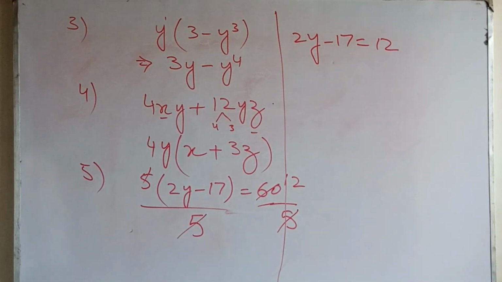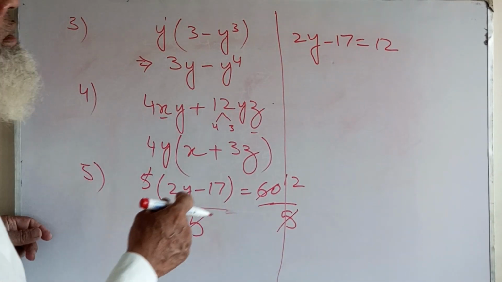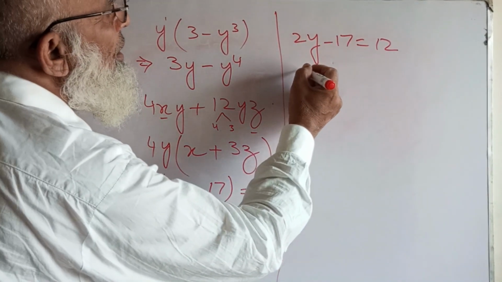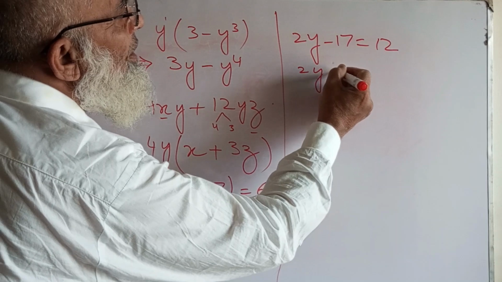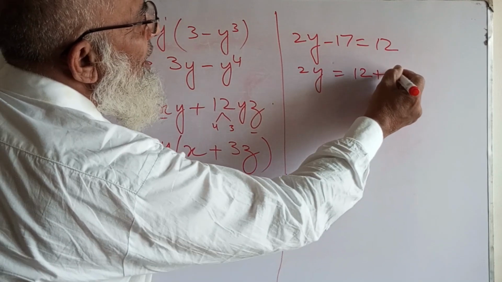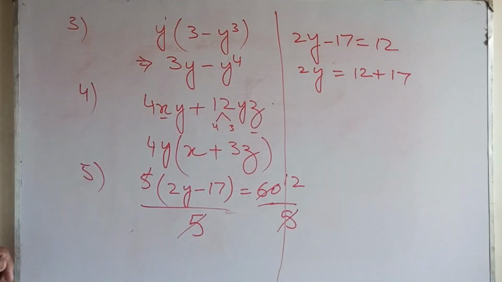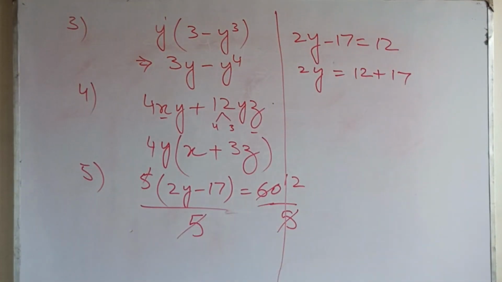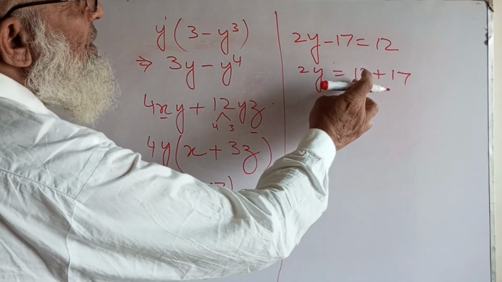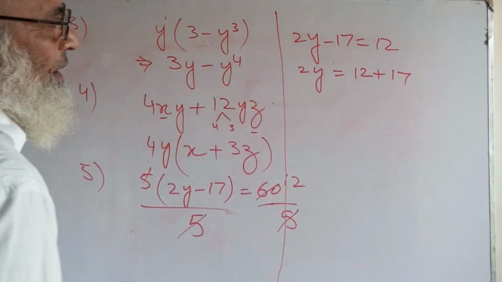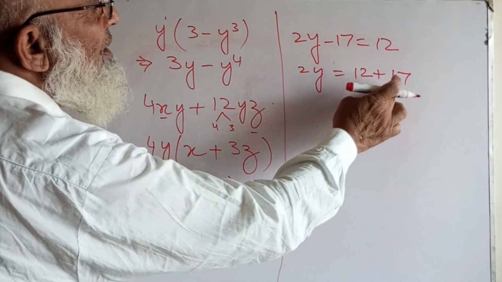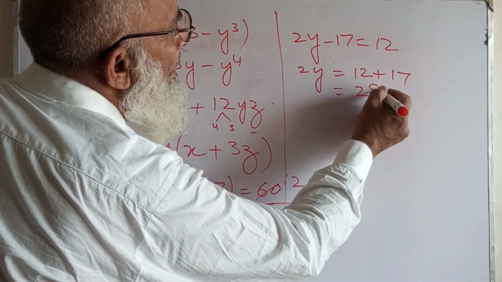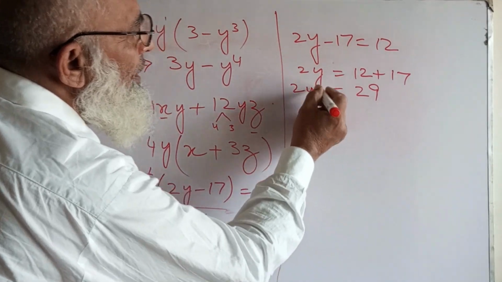Okay, now I'll proceed. Now remove this 17 from here. 2y is equal to 12 plus 17, because it was minus over here, so when it goes to the other side, it will change its sign to positive. 12 plus 17 will be how much? 29. And here it will be 2y.